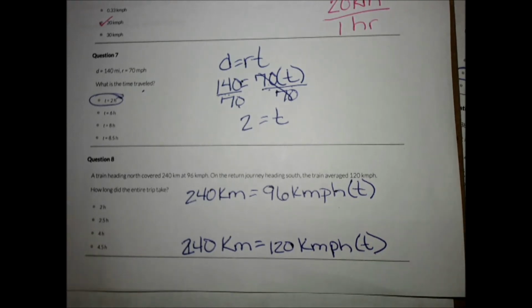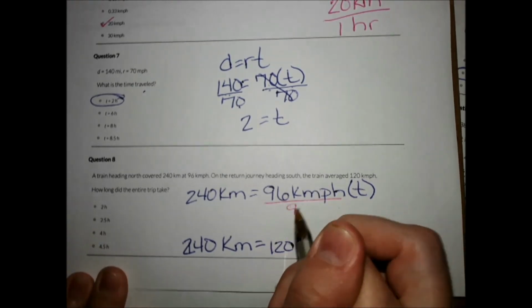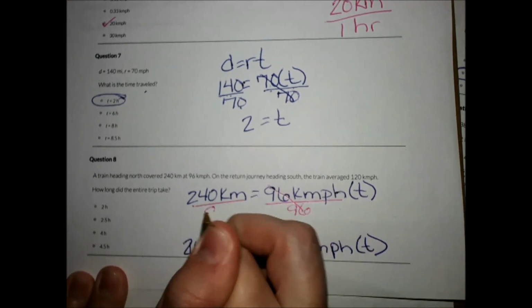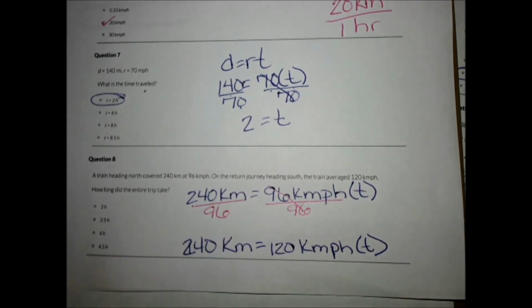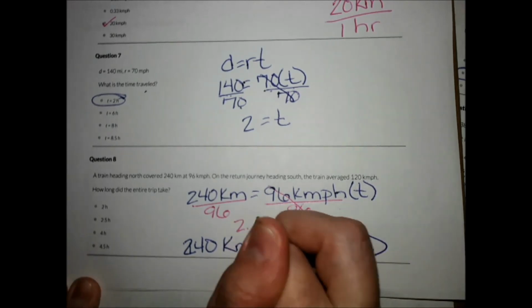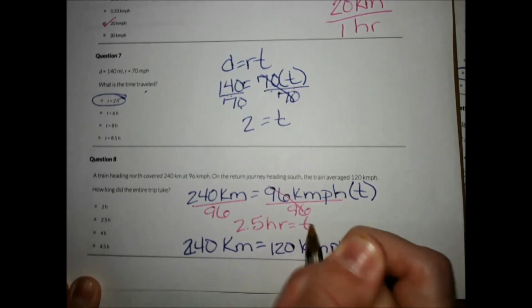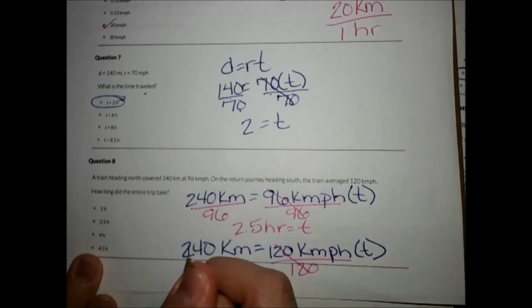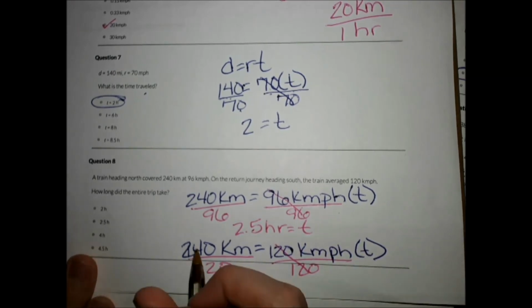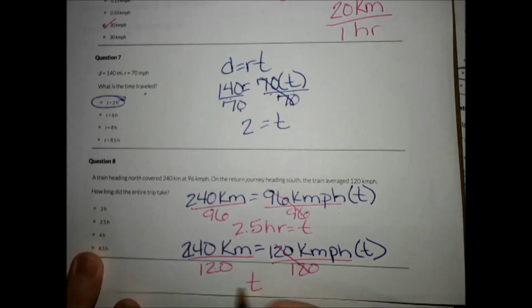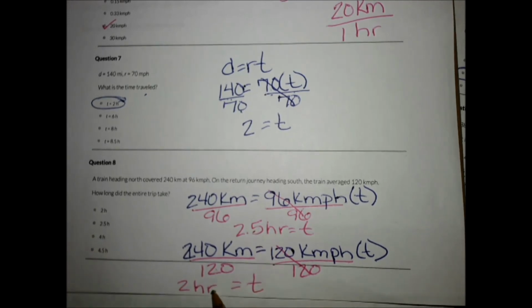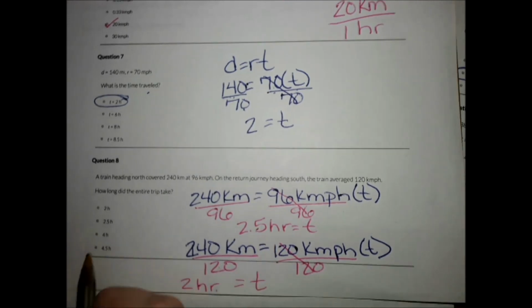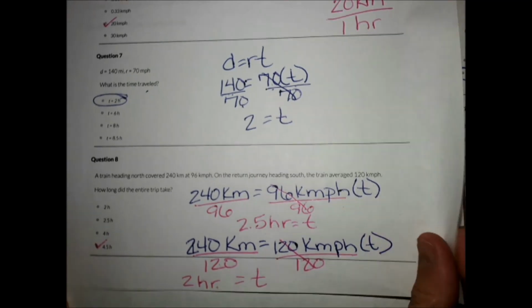So the first thing I'm going to do is I'm going to divide the top by 96, and I'm going to say, okay, 240 divided by 96 tells me it took 2.5 hours. Then I'm going to do the bottom. Divide it by 120, and 240 divided by 120 tells me the time was 2 hours. So the total time, 2.5 plus 2, took 4.5 hours.